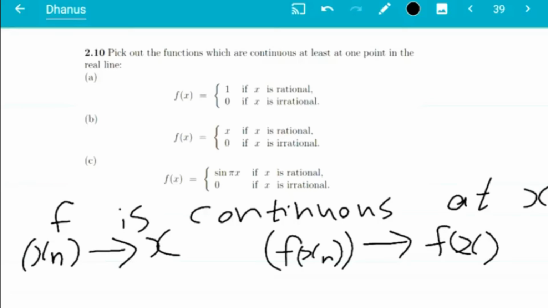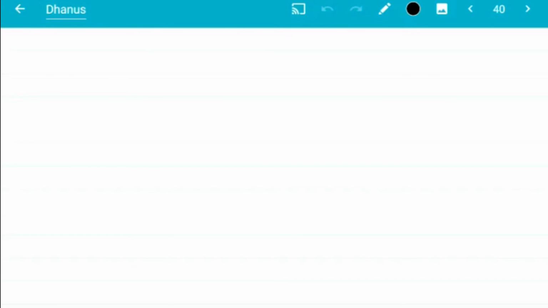For the first question, f of x equal to 1 if x is rational. We can prove that f is nowhere continuous. For any rational number, let x be rational.